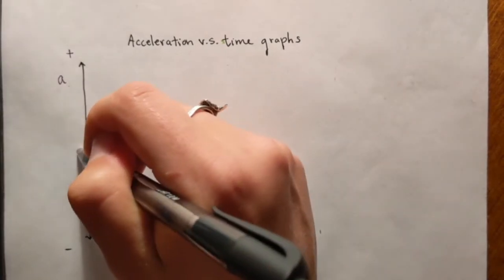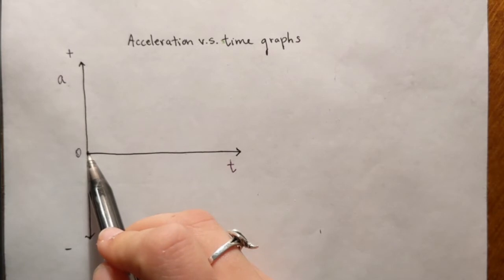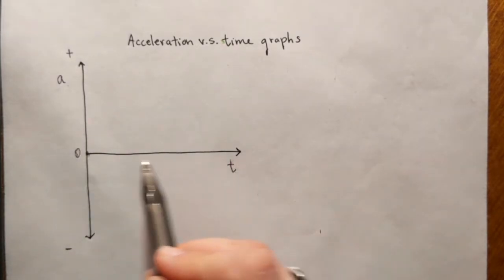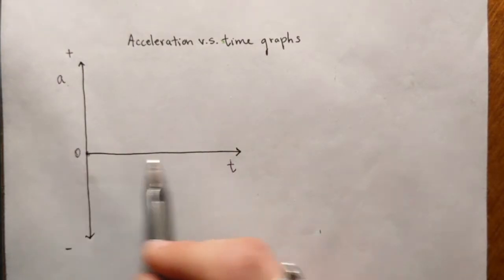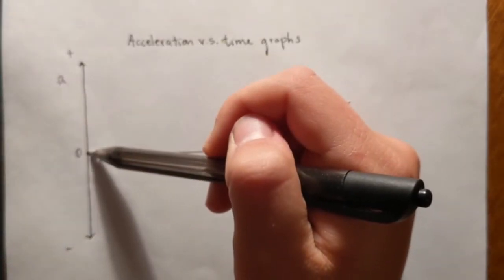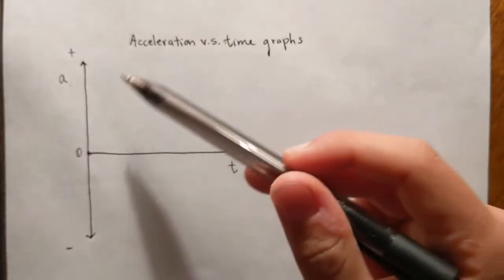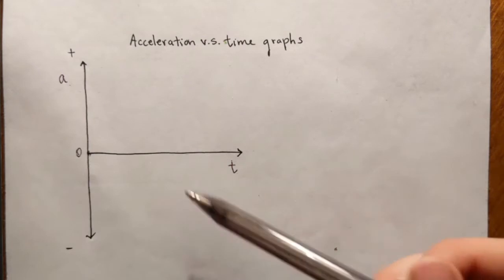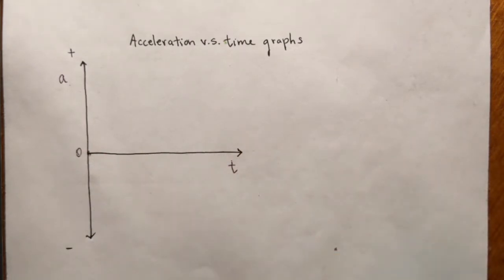This point here is 0. This is where time is 0 and acceleration is 0. But this entire horizontal axis represents where the acceleration is 0. So if our graph is touching this horizontal axis, our acceleration is 0. Anything above the horizontal axis on this half of the graph is going to have a positive acceleration, and anything on this half of the graph below the horizontal axis is a negative acceleration.